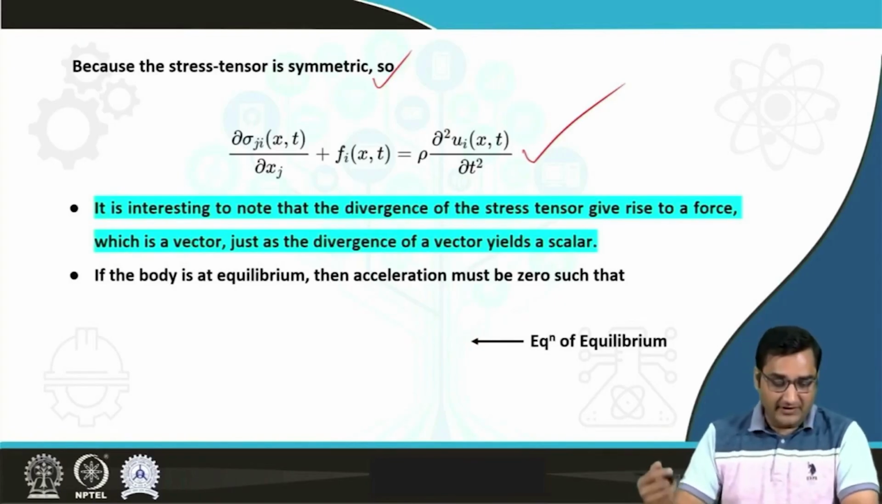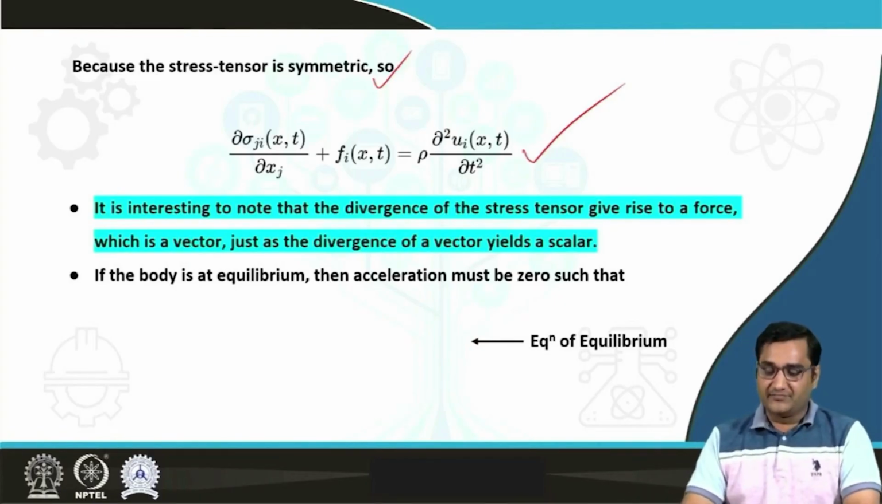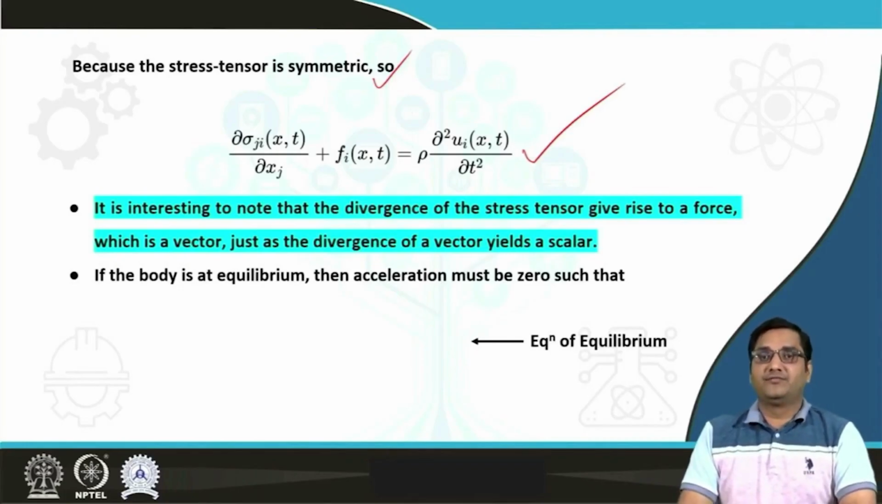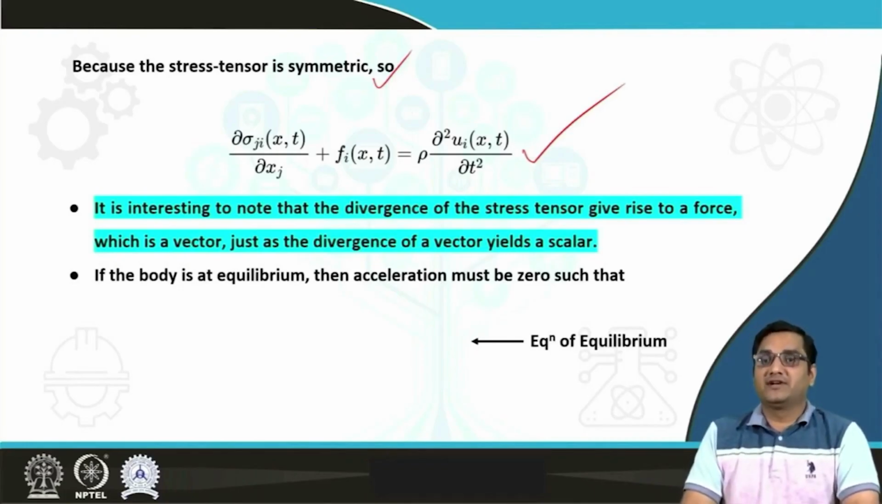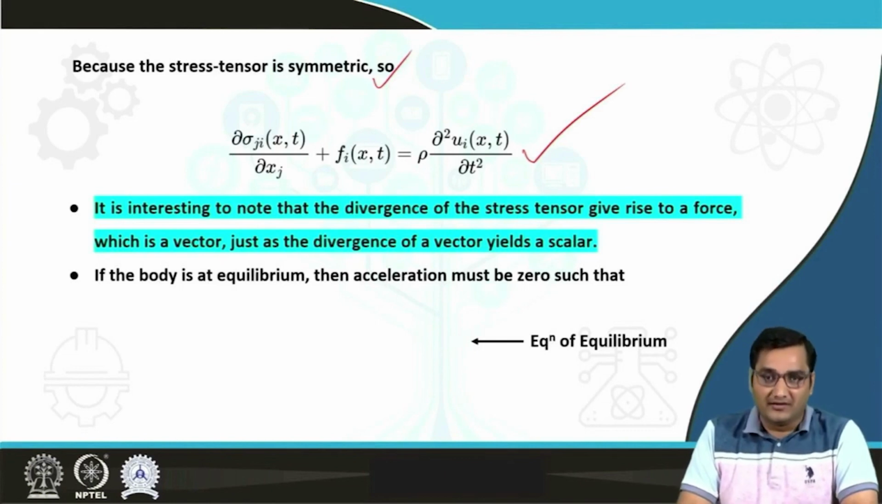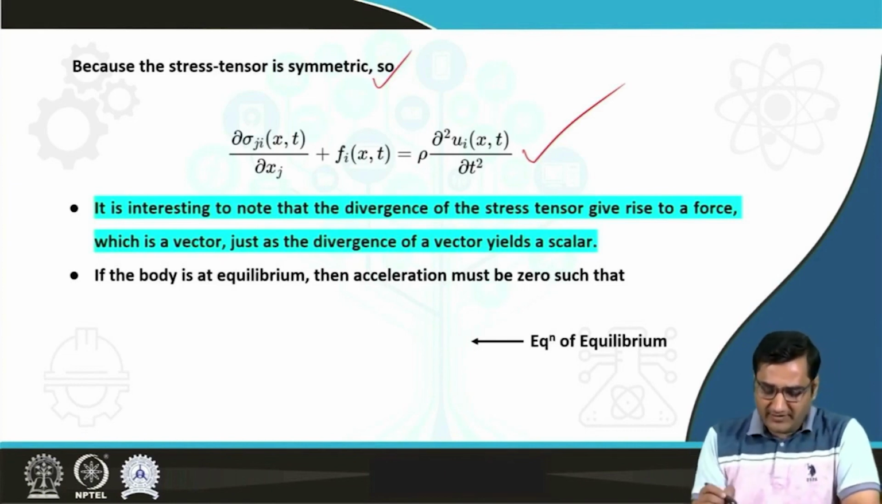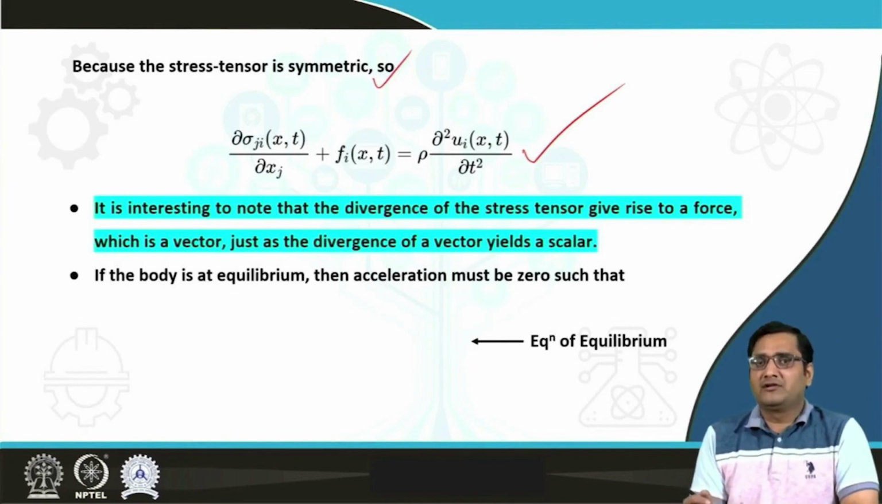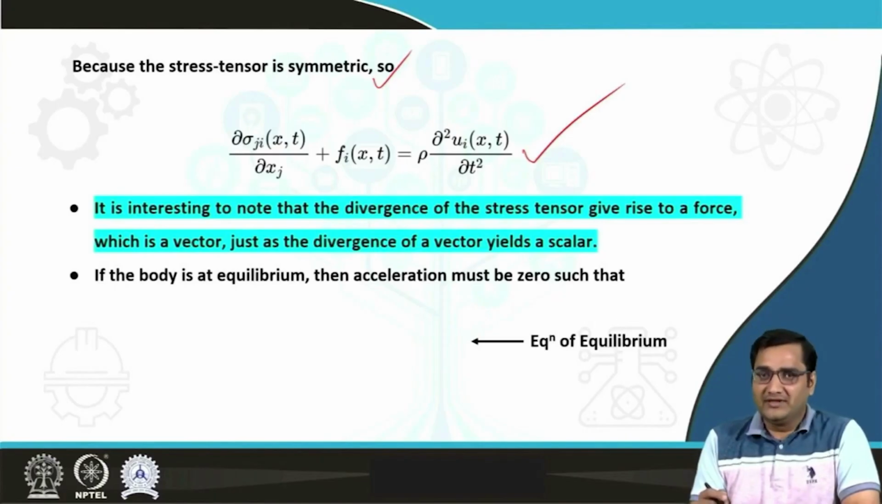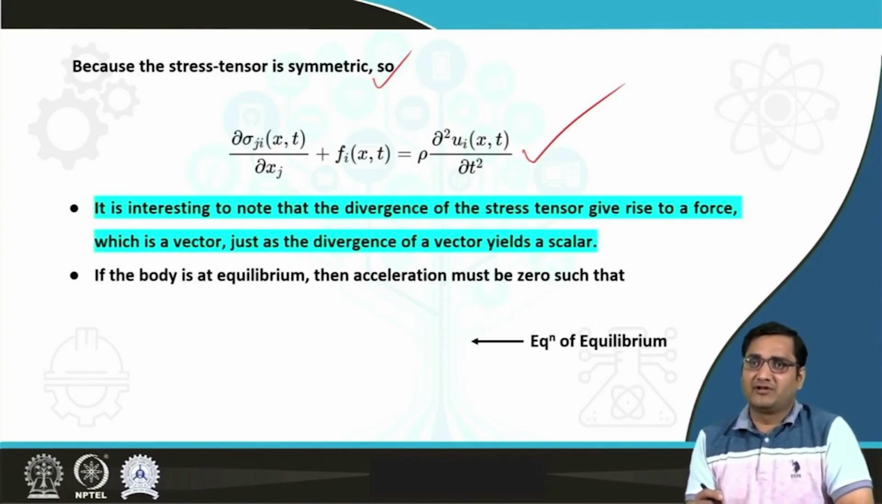So it is written, it is interesting to note that the divergence of the stress tensor gives rise to a force which is a vector, just as the divergence of a vector yields a scalar. So if the body is in equilibrium, what will happen? The acceleration will be 0, because in equilibrium the body will either be traveling at a constant speed or velocity. That means there will be no acceleration. So in that case, the ∂²u/∂t² will become 0.